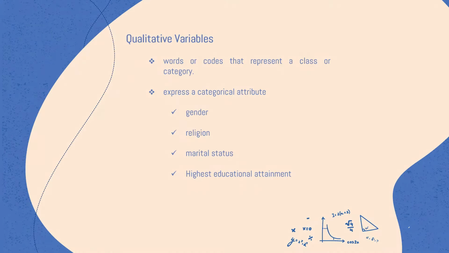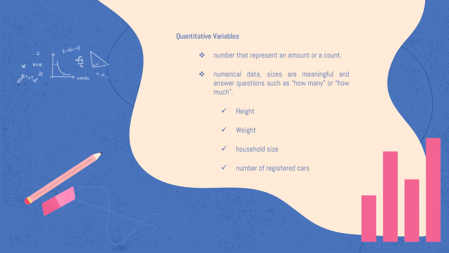The qualitative variables are words or codes that represent a class or category and express a categorical attribute. For example, gender, religion, marital status, highest educational attainment. For the quantitative variables, these are numbers that represent an amount or a count, and numerical data. Sizes are meaningful and answer questions such as how many or how much. For example, height, weight, household size, number of registered cars.